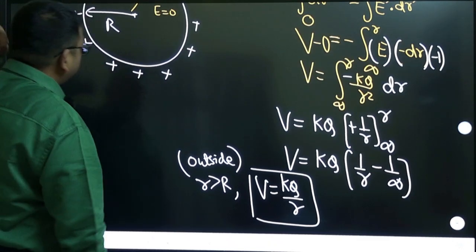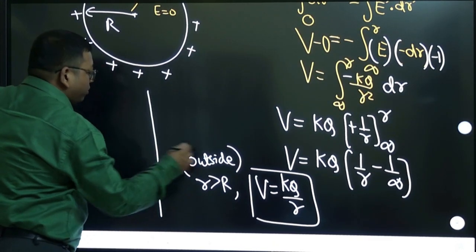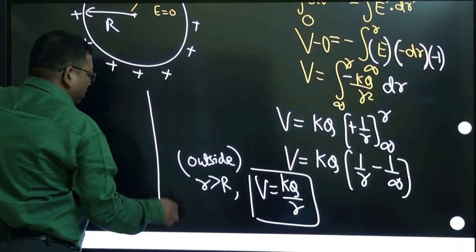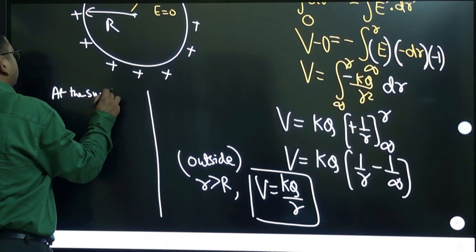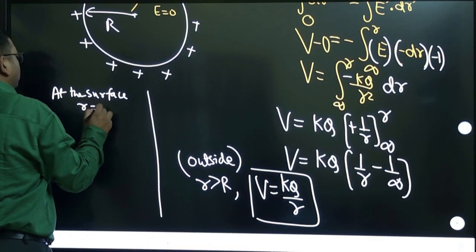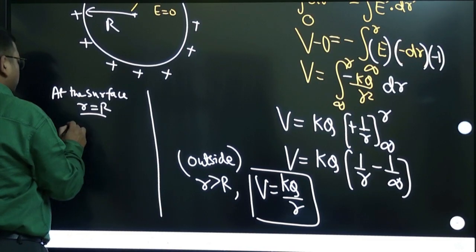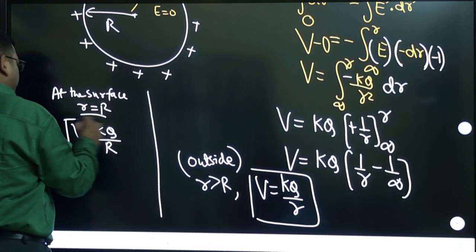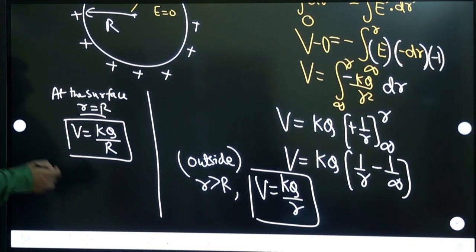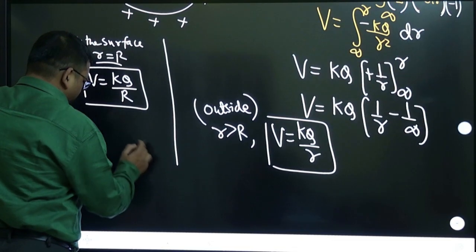What about the inside point? Also note that at the surface, small r is equal to capital R, so we can substitute, so V equals kQ by capital R. What about the potential at the inside?